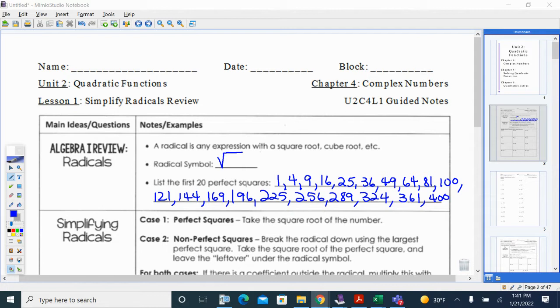In the notes here under algebra review, radicals, the first bullet says that a radical is any expression with a square root, cube root, etc. The radical symbol is what a lot of you refer to as a square root. You call it a square root.